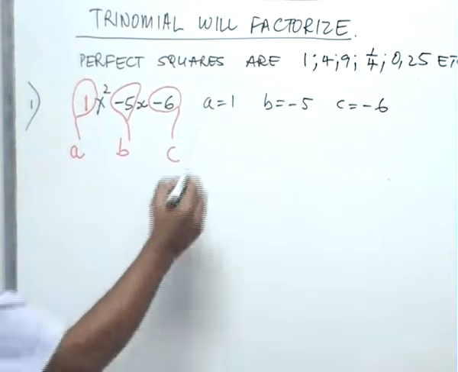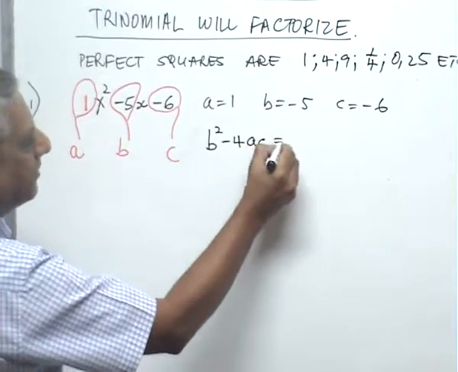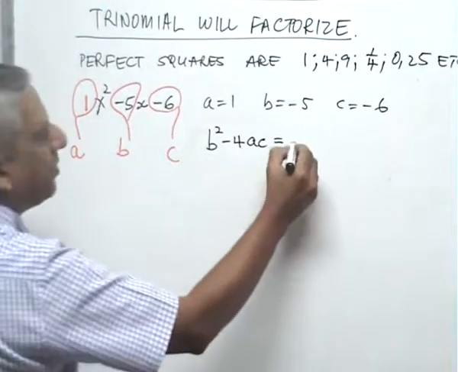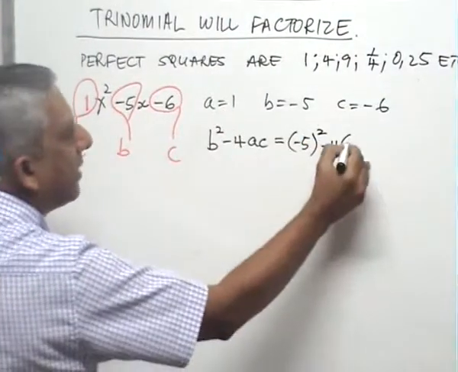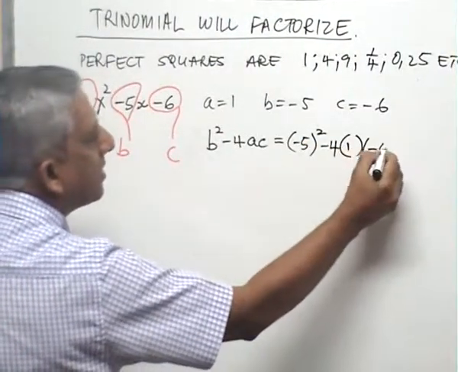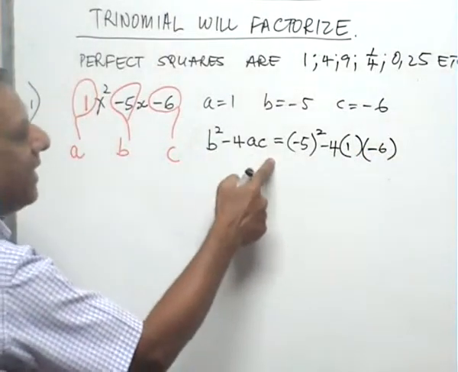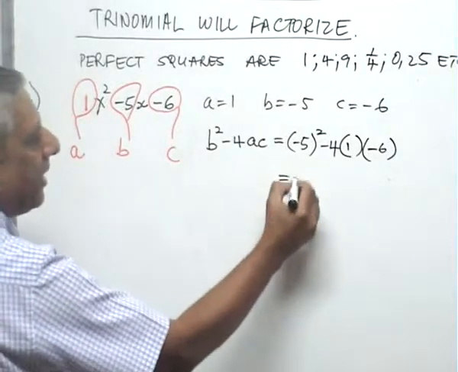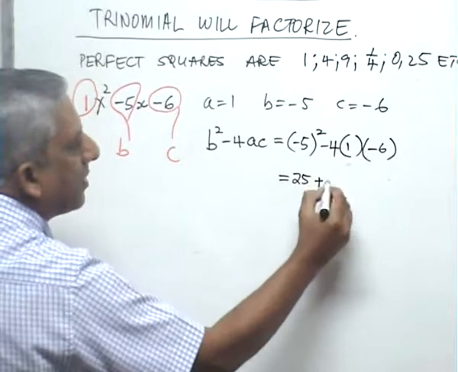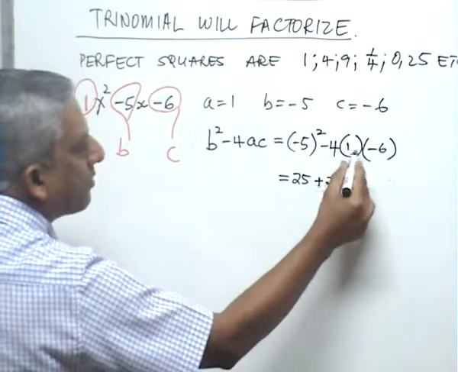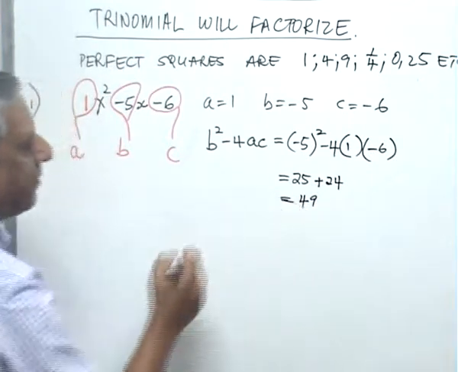So I've identified A, B and C. Then what you do is work out this formula: B squared minus 4AC. So B squared will be minus 5 squared minus 4. What is A? A is 1. What is C? C is minus 6. So you're substituting the values for B, A and C. And you get 25, minus that minus is plus 24. 4 times 1 is 4, 4 times 6 is 24. Final answer is 49.